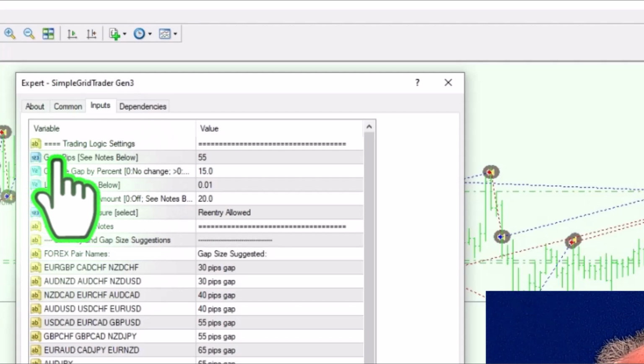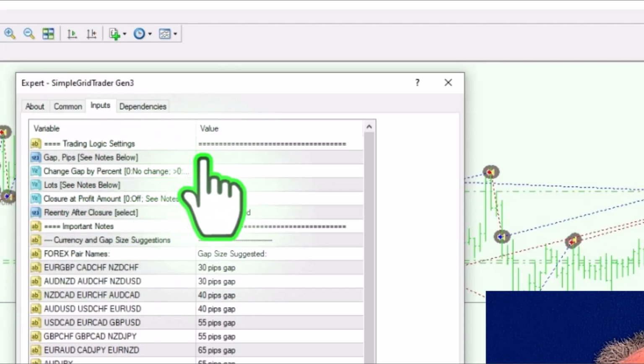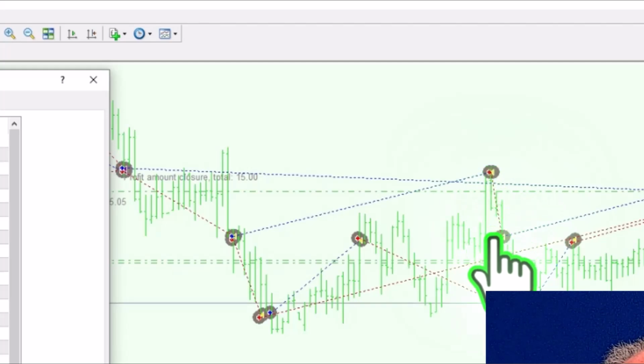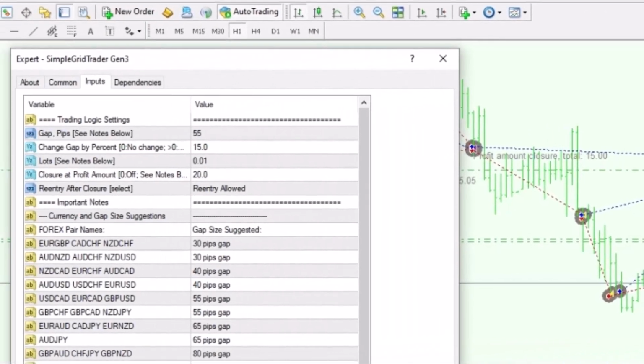So the first one is the gap. What is the gap in the price levels that we're going to be using? So we're starting out here with a 55 pip gap. What does that mean? It means that this distance, that's the gap distance, is 55 pips big. Now if there are more than one open deals, what it does is it increases the gap size. Now that's one of the reasons why this EA is becoming safer and safer.